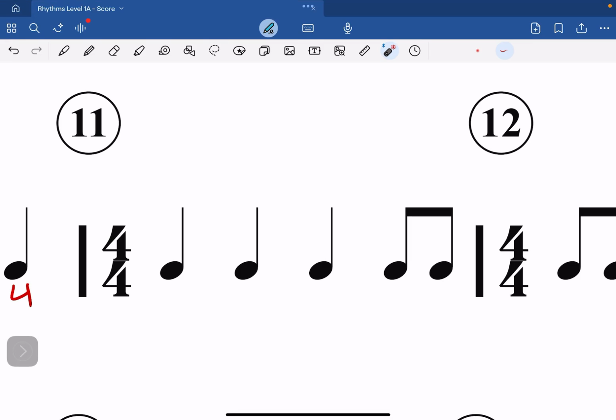All right, welcome to our next video in the Level 1A Rhythm Series. We're looking at number 11 today. So first, let's look at our time signature. The top number is a 4, so that means we have 4 beats of music in each measure.